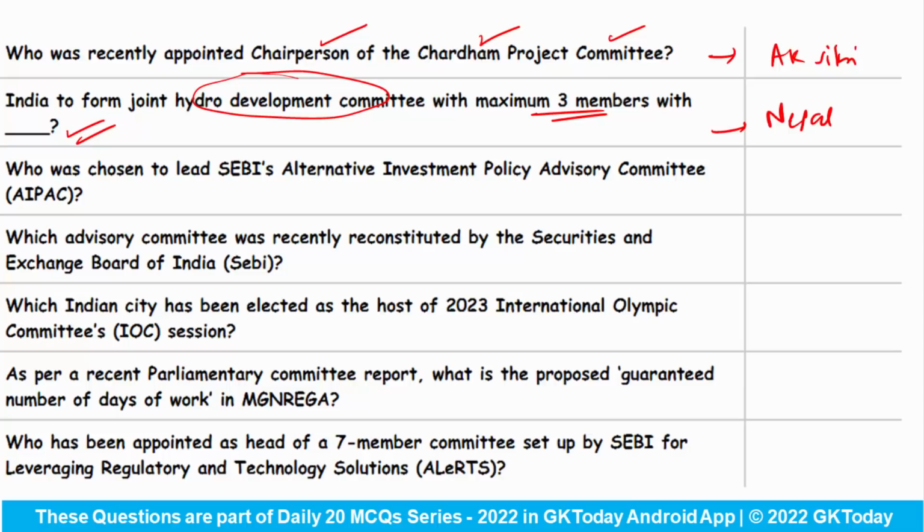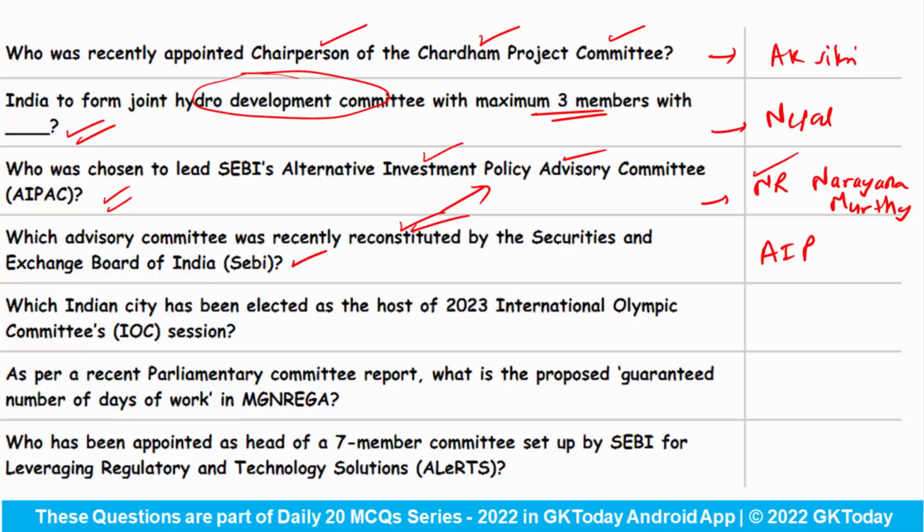Who has been chosen to lead Sebi's Alternative Investment Policy Advisory Committee? So Mr. N.R. Narayan Murthy would lead Sebi's Alternative Investment Policy Advisory Committee. Which advisory committee was recently reconstituted by the Sebi? Answer is same, Alternate Investment Policy.